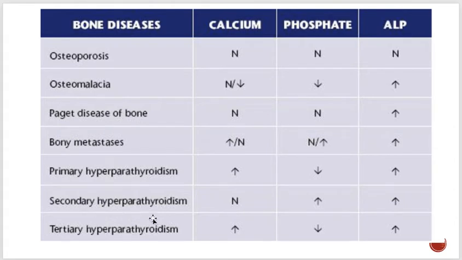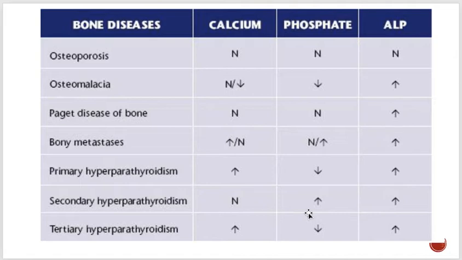Secondary hyperparathyroidism, which is secondary to some condition: calcium will be normal, phosphate will be higher. Okay, as well as the ALP will be higher. And the tertiary one is like this: calcium will be higher, alkaline phosphatase will be higher, but phosphate will be lower. So this is how we go for the bone profile, and this is how we check for these things.